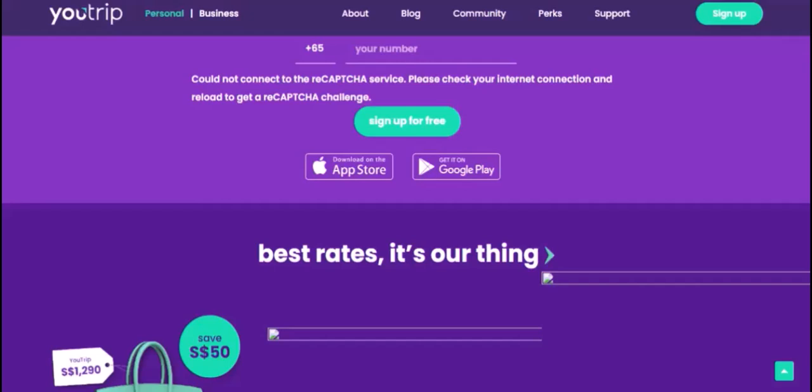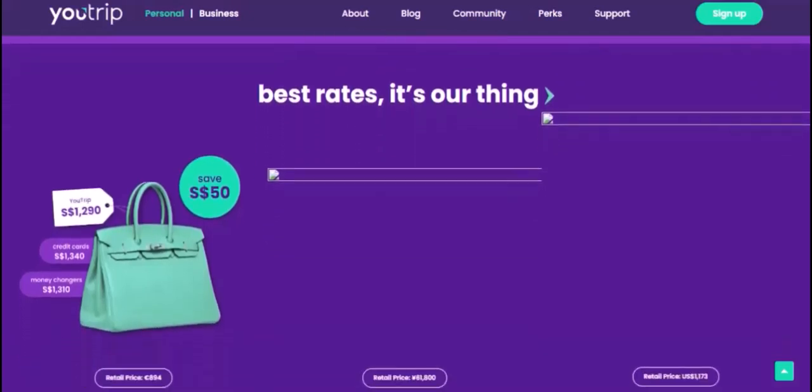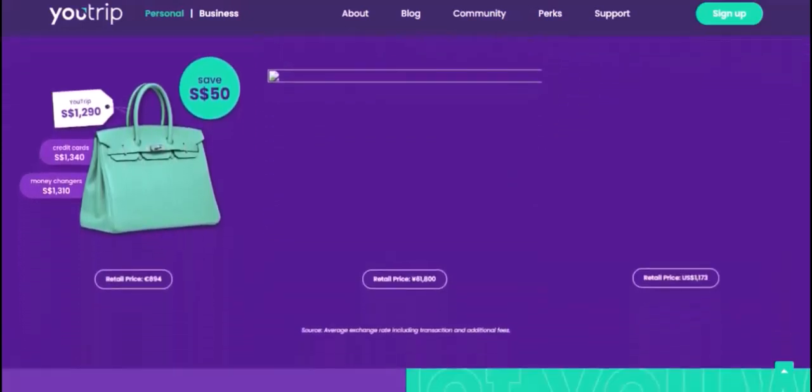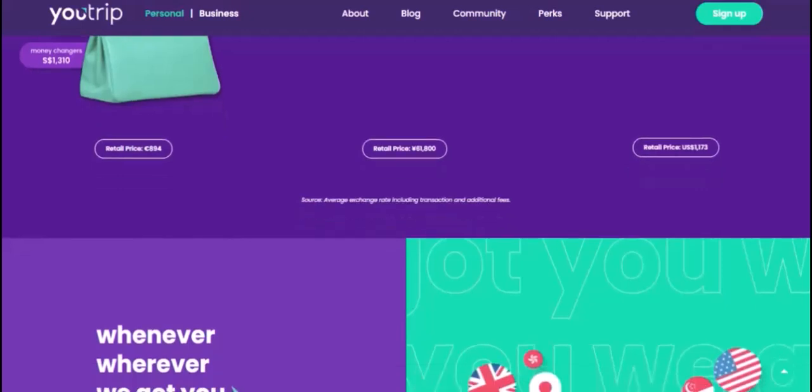Is it free? Now, let's get to the heart of the matter. Is the YouTrip card free? Well, it's not entirely free, but it's pretty close. Here's the breakdown. Card issuance. The card itself is usually free to obtain. Annual fees. There might be a small annual fee, but it's often waived for the first year or even completely absent. Inactivity fees. If you don't use the card for an extended period, you might be charged an inactivity fee.